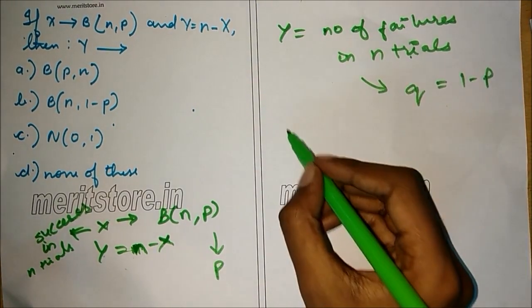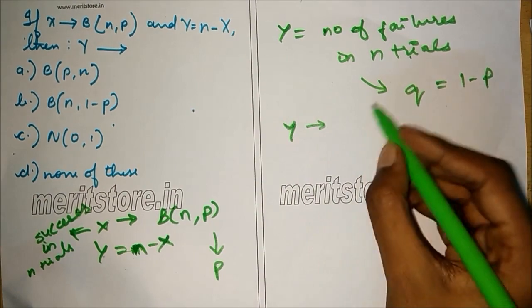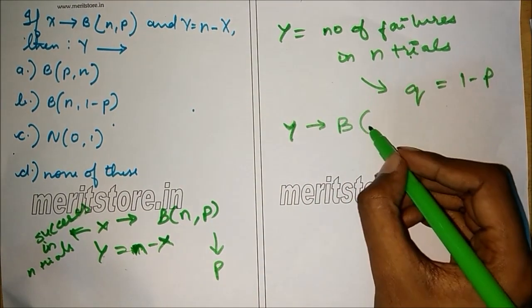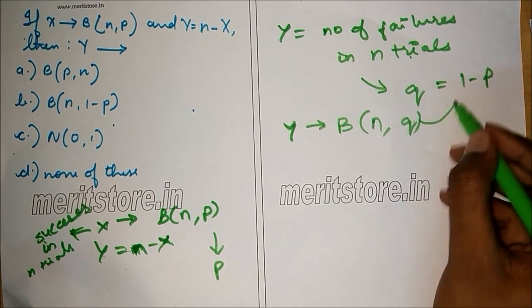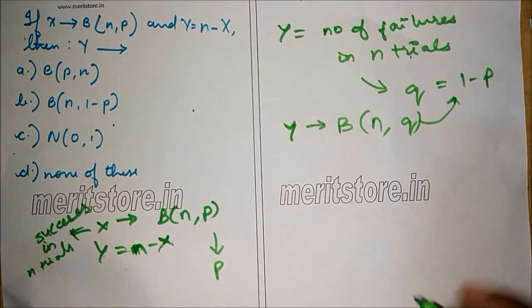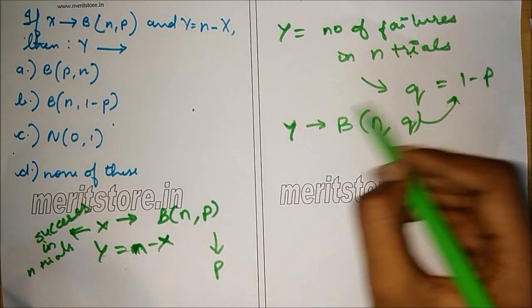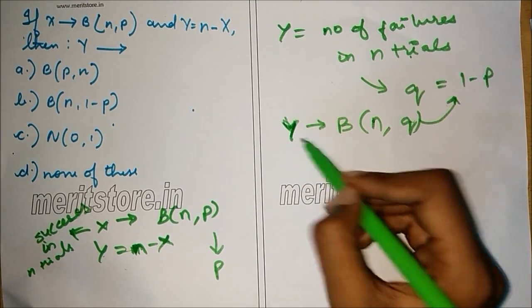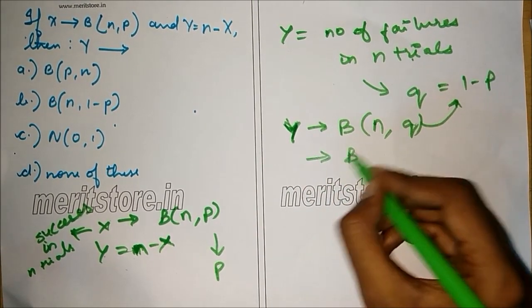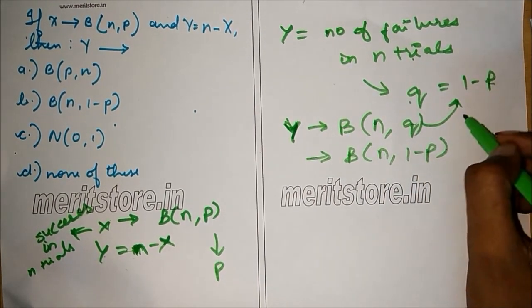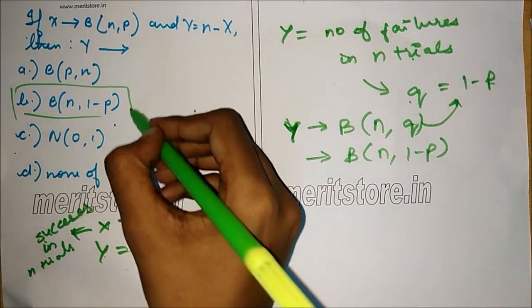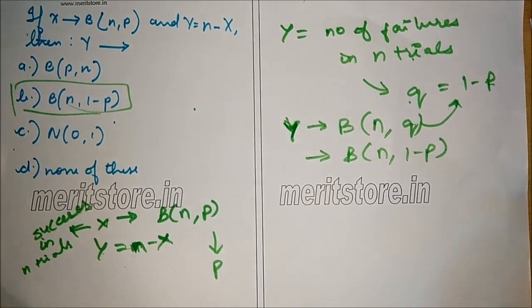So therefore we can say Y is a binomial distribution of n comma q, where q is 1 minus p, since it is a probability, this is number of failures. So this can be written as B of n comma 1 minus p, where q is 1 minus p. So the answer is B, n comma 1 minus p.